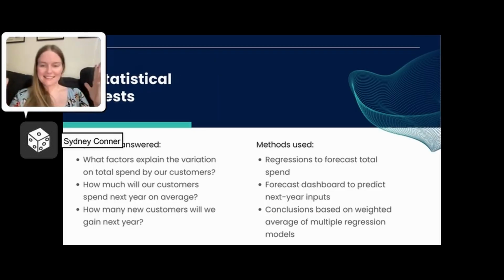All right, guys, this is the riveting stuff, the statistical tests. The questions we want answered today are: what factors explain the variation on total spend by our customers? How much will our customers spend next year on average, and how many new customers will be gained next year?